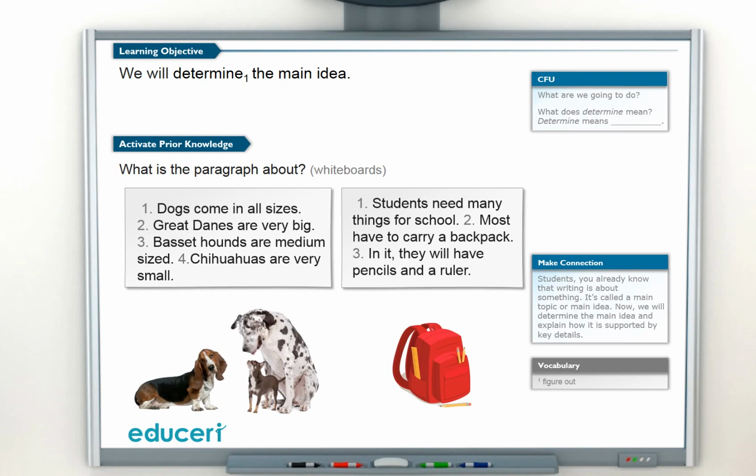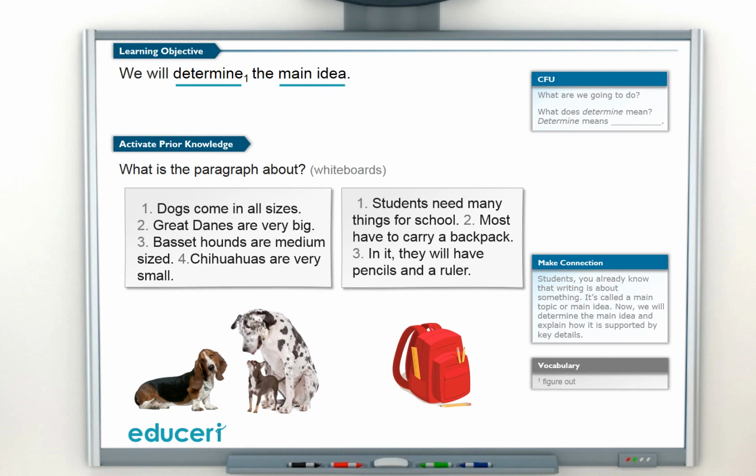Let's get right into it. The first page of each lesson contains the learning objective and the Activate Prior Knowledge sections. These two lesson design components are specifically designed to prepare students for the lesson. The learning objective has a measurable behavior or skill and the big idea or concept.